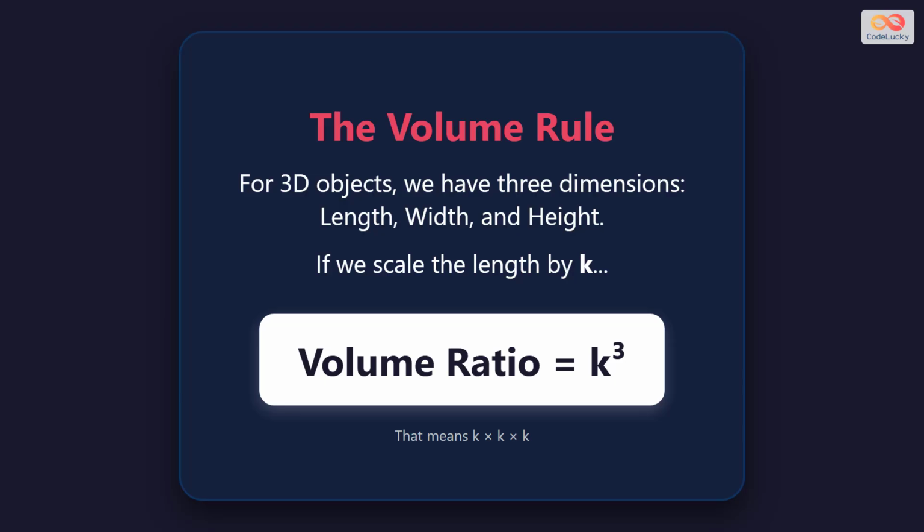Now, for 3D objects, we add a third dimension, height. This changes the rule again. When the linear dimensions of a 3D object are multiplied by a scale factor K, the volume is multiplied by K cubed. That means K times K times K.